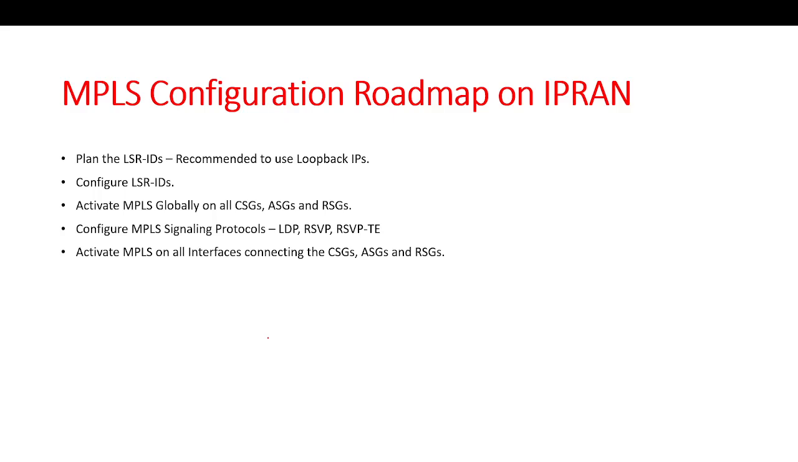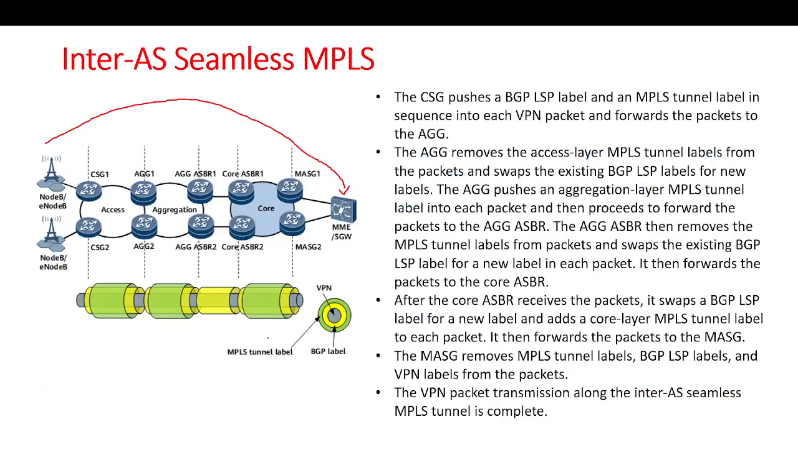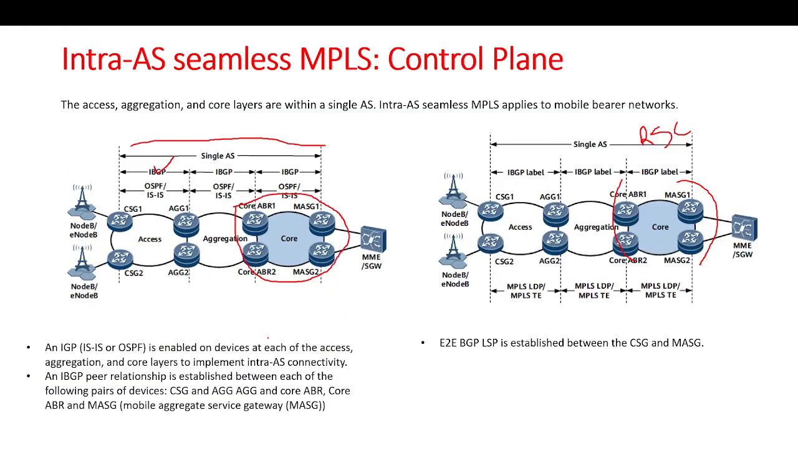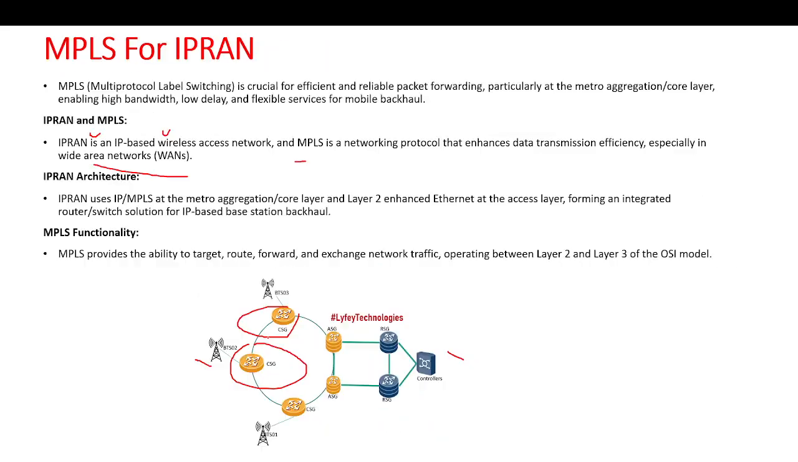So when you are setting up your network, you will have to activate MPLS on all these links. And that is a very straightforward configuration. You need to activate MPLS, you need to activate MPLS LDP if you are using LDP as your signaling protocol. You need to activate MPLS RSVP if you are using RSVP as your signaling protocol.